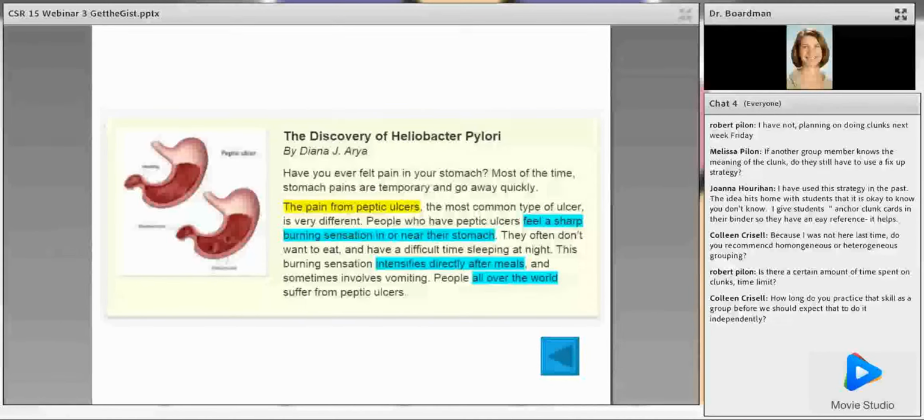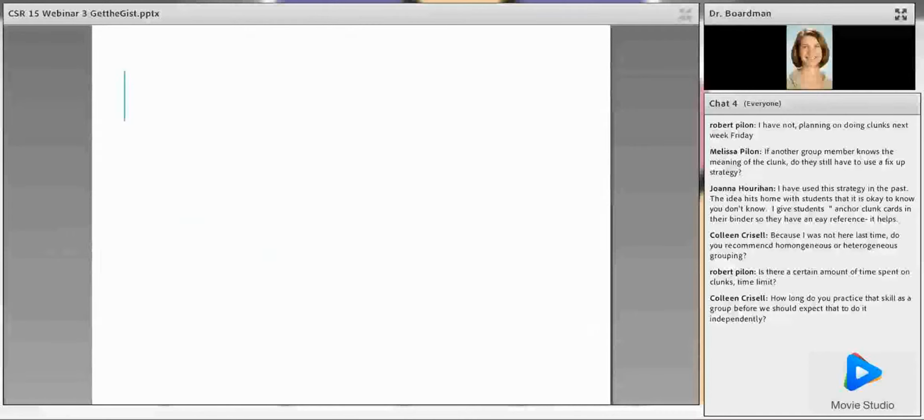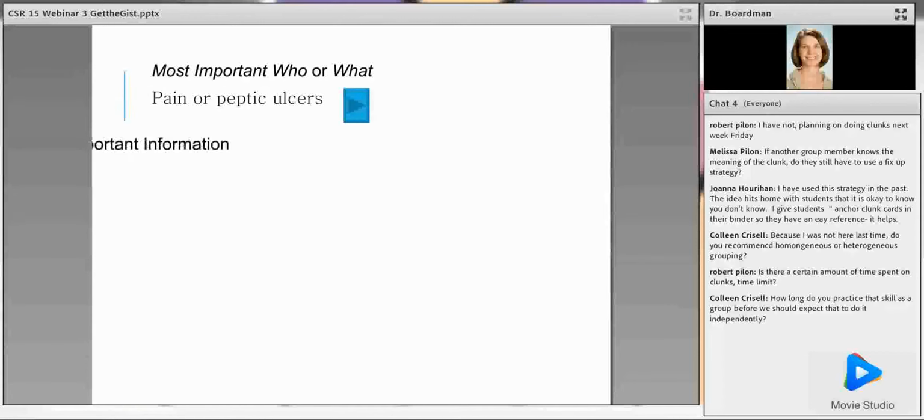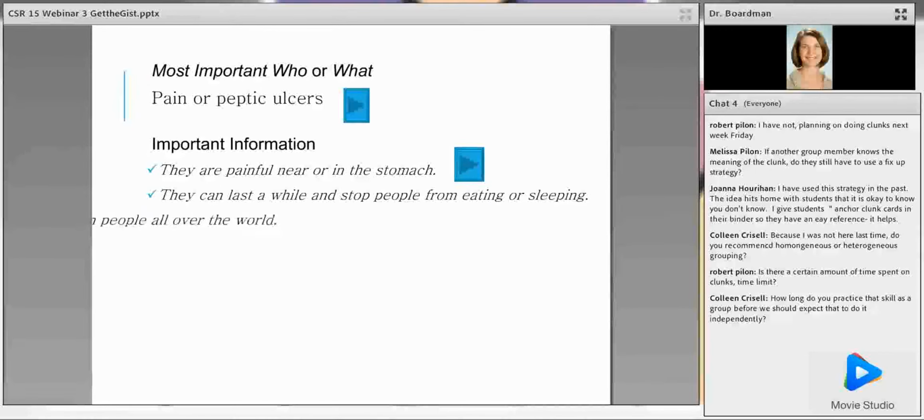This is something that's very common. It hurts a lot, and it happens after meals. So if we go back, we've now gathered quite a bit of information that can help with the writing.